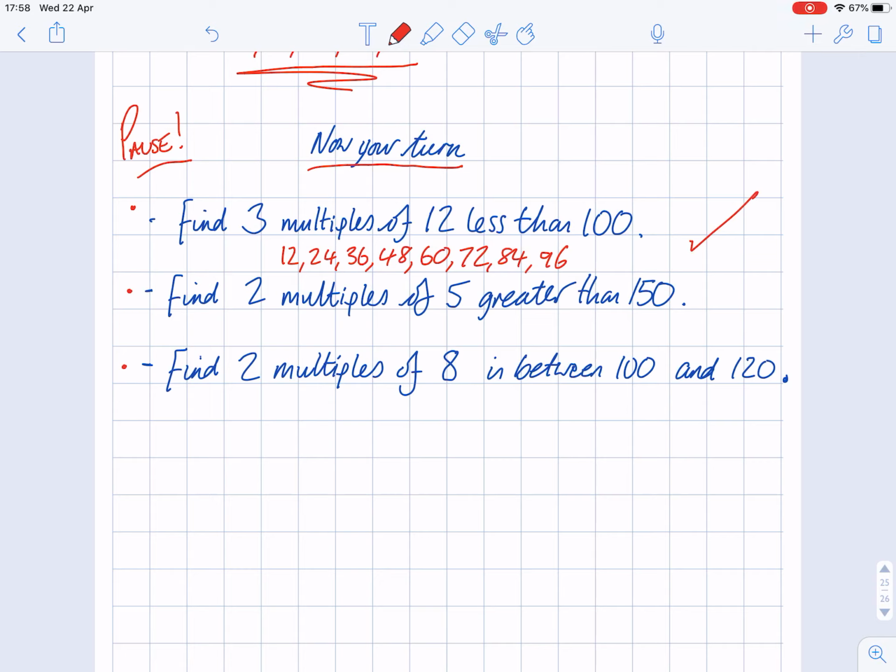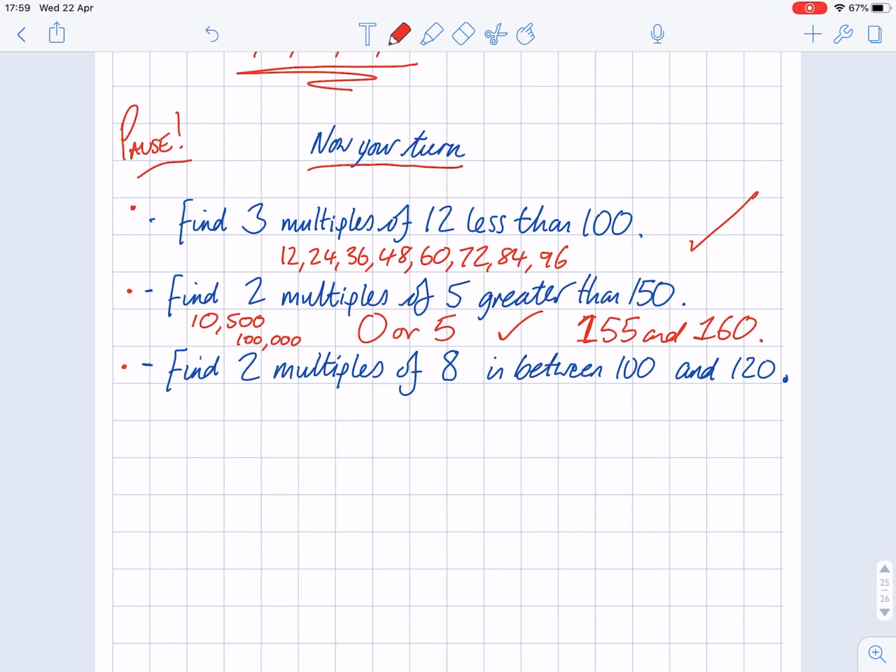Find two multiples of 5 greater than 150. Well, there's an infinite amount. Provided your answers end with a 0 or a 5, then you got the right answer. Counting up in 5s, I would have kept it simple and said 155 and 160. I always think it's better to keep it simple so you don't make a silly mistake. But if you'd wanted to, you could have written 10,500. You could have written 100,000. Both of those are multiples of 5.